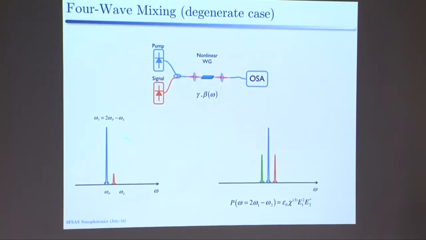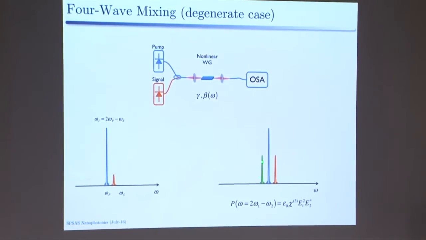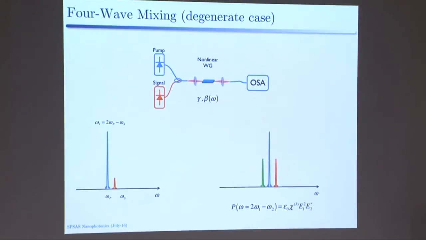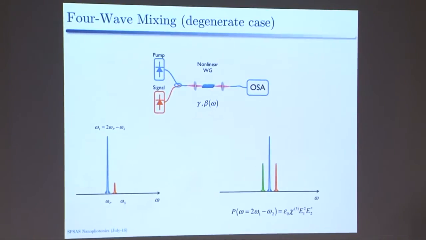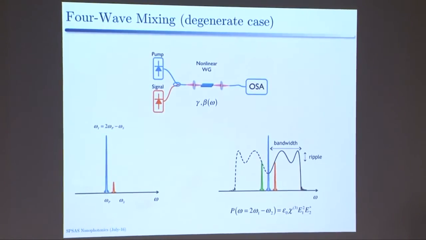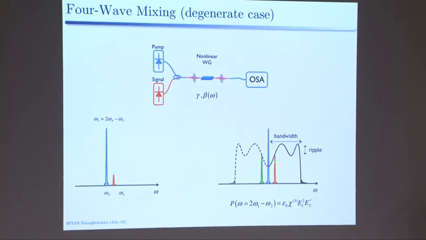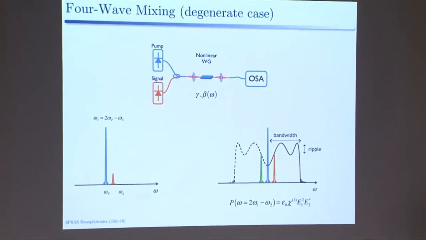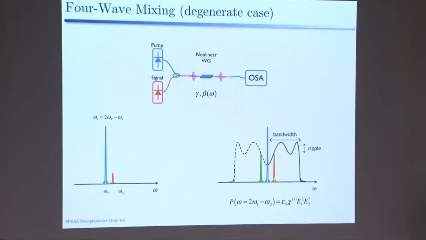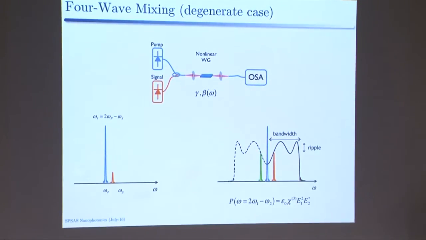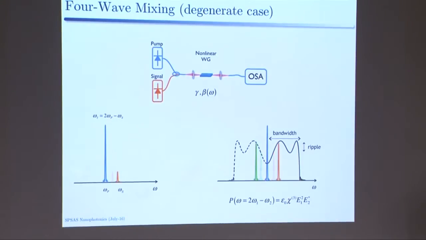But in addition to that, we will generate another signal at 2 omega P minus omega S. And that comes out from the equations that we just solved. The efficiency with which it goes up, how much we amplify, and how it changes with the frequency difference is called the gain spectrum, and I just drew a shape here that's one of the typical shapes. So we can calculate all that now. This is just illustrating what I just said.